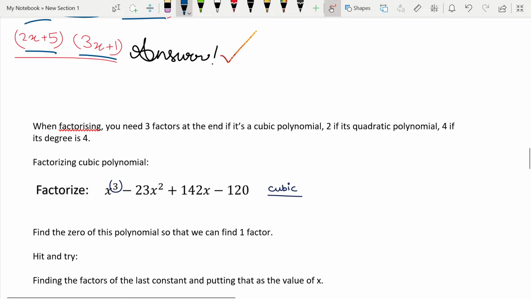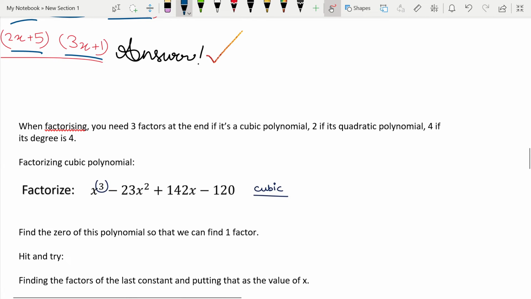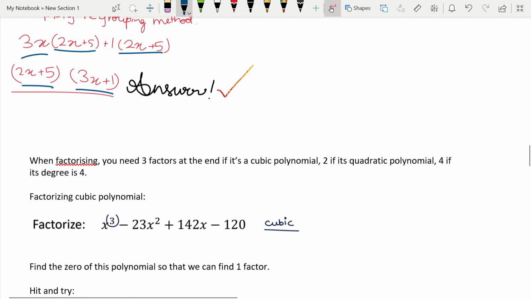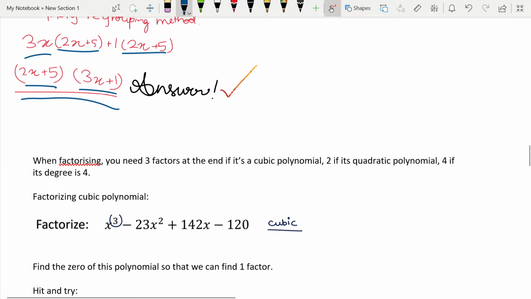Now, when factorizing, you need 3 factors at the end if it's a cubic polynomial, meaning the highest degree is 3, then you want 3 factors at the end. You know how we got two brackets over here? We need 3 in a cubic polynomial. And if it's a quadratic polynomial, then you need 2. If the highest degree is 4, then you need 4, right? So that's how it works.